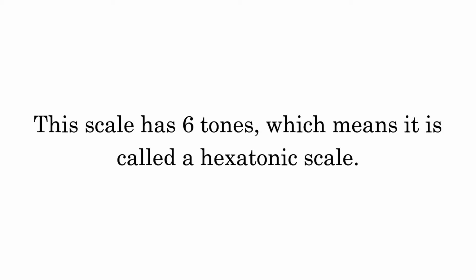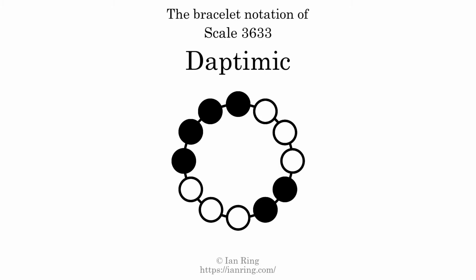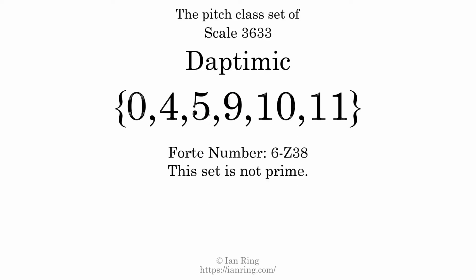This scale has 6 tones, which means it is called a hexatonic scale. This is a bracelet notation diagram of scale 3633. The shaded circles represent tones that appear in the scale, and they are read clockwise, starting at the top. The pitch class set for this scale is 0, 4, 5, 9, 10, 11.